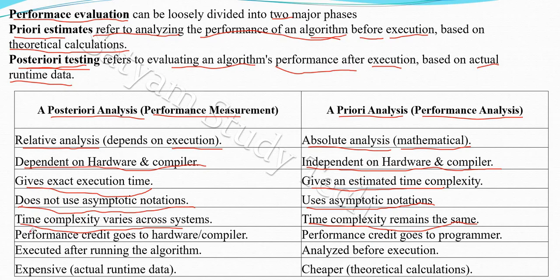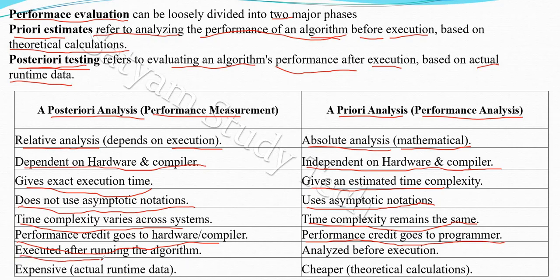In posteriori analysis, the performance credit goes to hardware and compiler, because the program depends on the hardware and compiler. But priori analysis is independent of hardware and compiler, so the performance credit goes to the programmer.